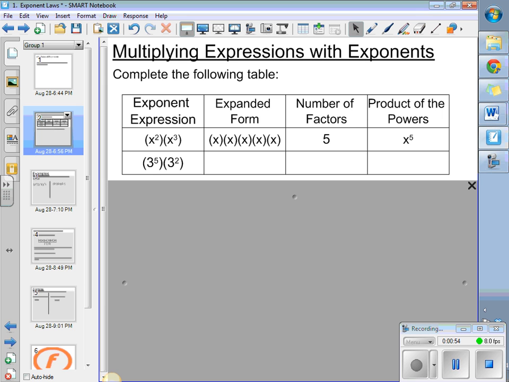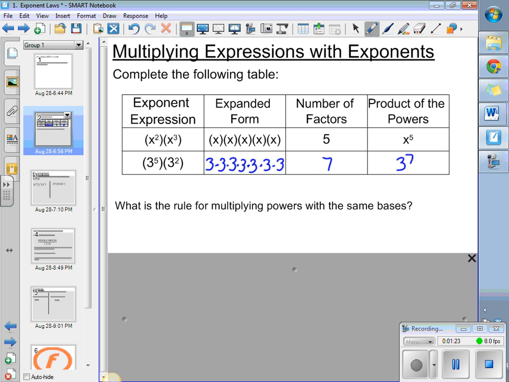Next we have 3 to the 5th power times 3 to the 2nd power. So this is going to be 3 times 3 times 3 times 3 times 3 times 3 times 3. So the number of factors is 7. So we would write that as 3 to the 7th power.